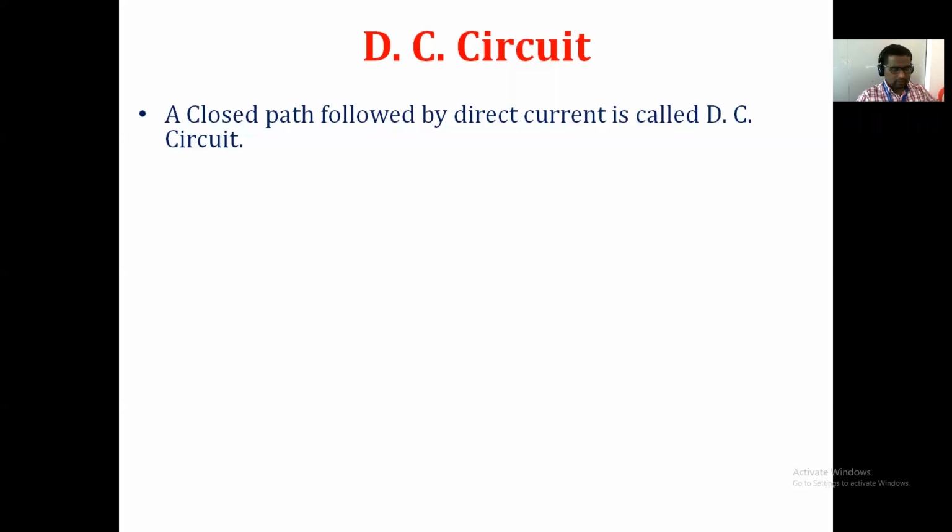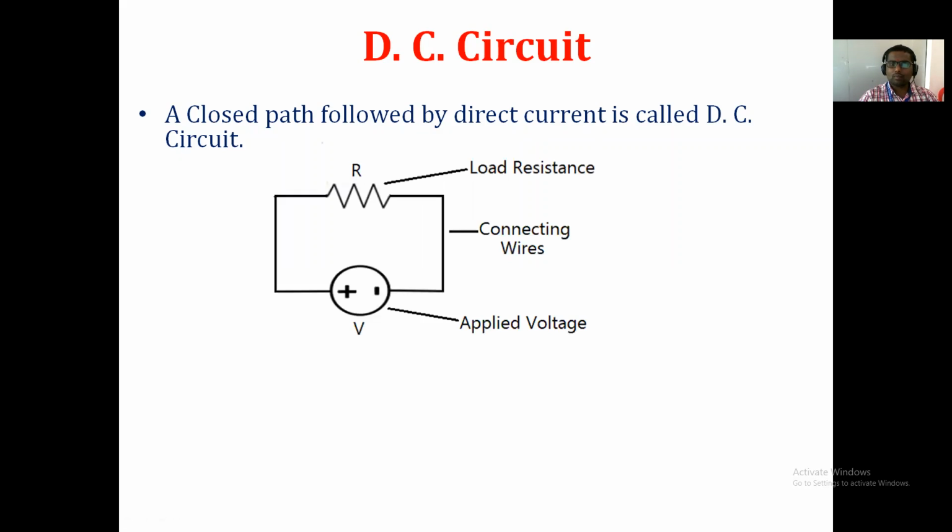As we know, we can define a DC circuit like this: a closed path followed by direct current. We call it a DC circuit. Is it right? This is the circuit diagram of a simple DC circuit. As we know, three essential things are needed to complete the DC circuit. Number one is a DC energy source. Number two is a load resistance, and number three is connecting wires.